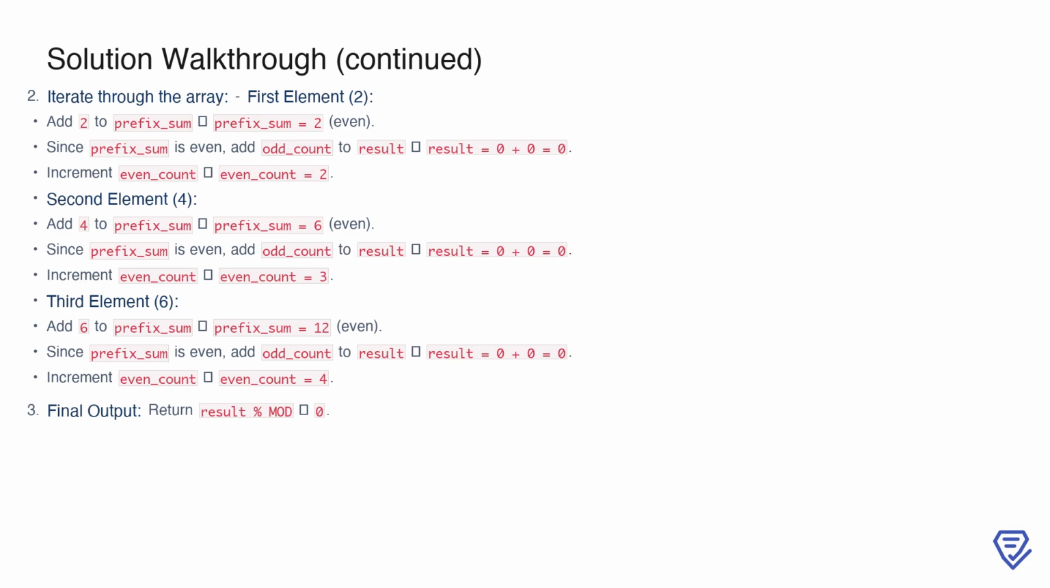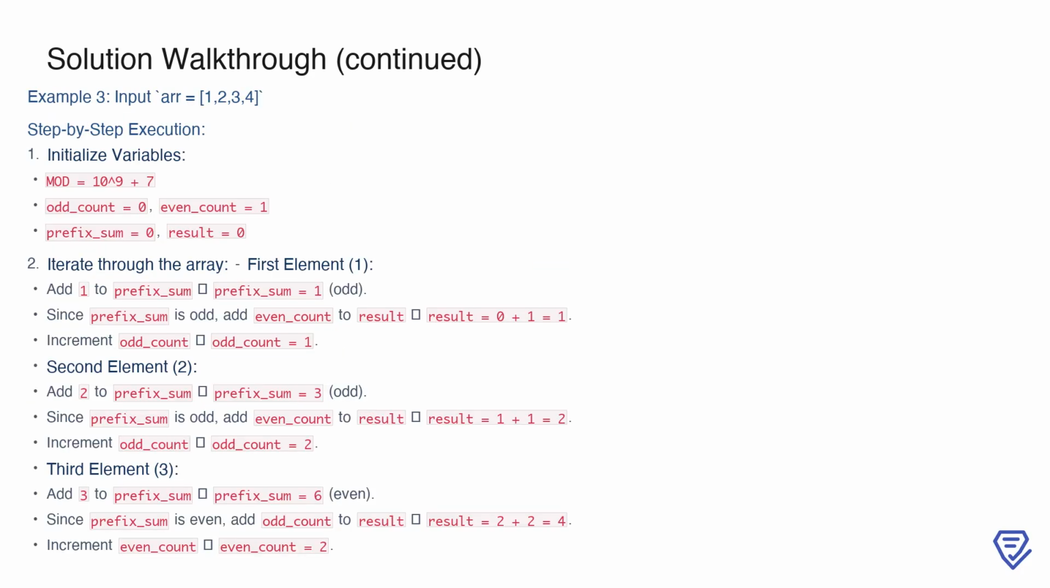Lastly, for the third element, 6, adding it to prefix_sum results in 12, another even number. As before, we add odd_count, still 0, to the result, leaving it at 0. Finally, we increment even_count to 4. At the end of the iteration, we calculate the output as result modulo mod, which is 0 for this example.